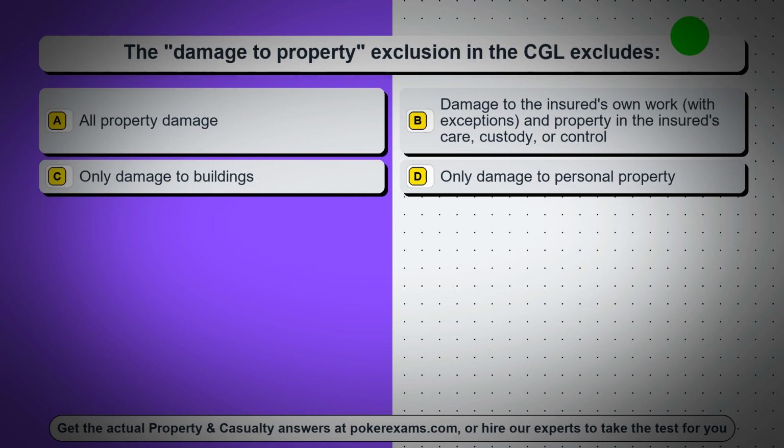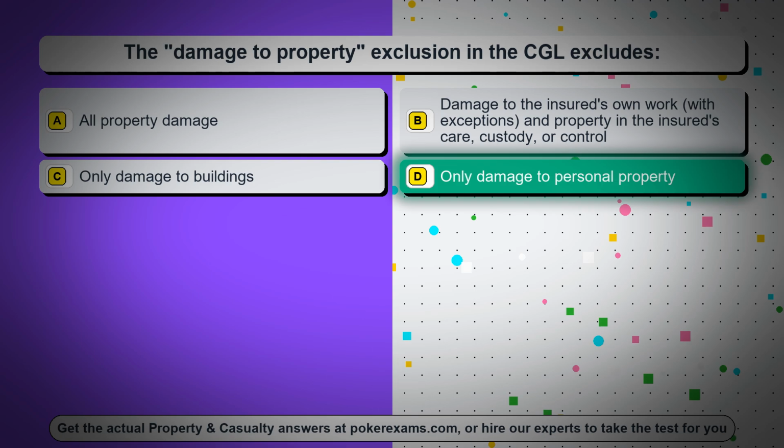Question 37. The damage to property exclusion in the CGL excludes Option A, all property damage. Option B, damage to the insured's own work, with exceptions, and property in the insured's care, custody, or control. Option C, only damage to buildings. Option D, only damage to personal property.